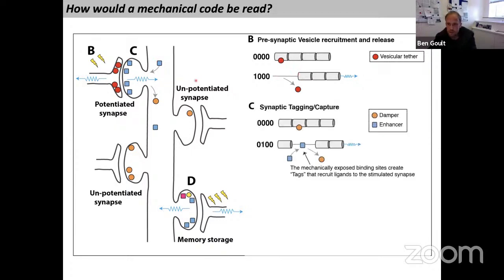But on the other side, something which is really well mapped out but not really well understood is this concept of synaptic tagging and capture, where a stimulated synapse recruits lots of newly made molecules compared to an unstimulated synapse. It's predicted that some sort of tags are formed which lead to this, but those tags have been elusive. In the mesh code framework, this becomes really obvious, because these tags would be the exposure of cryptic binding sites, which recruit the molecules. Only the synapse which has been stimulated and had the contractility would have those sites, so you'd recruit molecules to the stimulated synapse by exposing these sites.